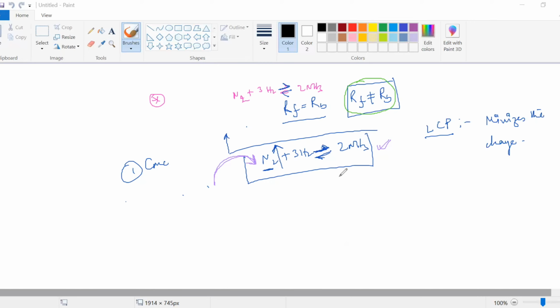And how does it move? Earlier, the rate of the forward direction is equal to the rate of the backward direction. How does it quickly move to the forward direction? By increasing the speed of the forward direction. Got it?